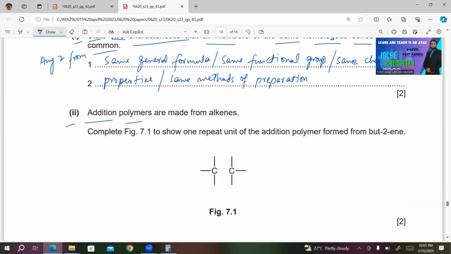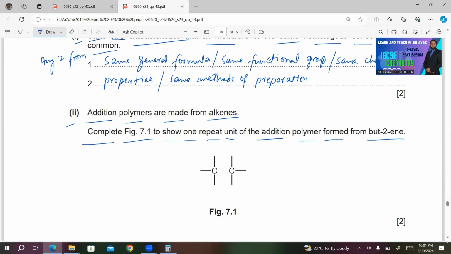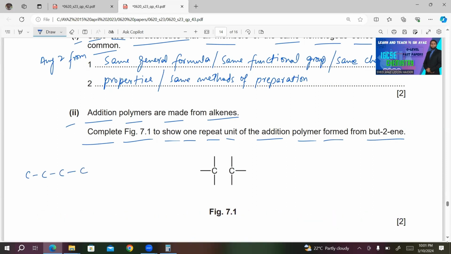Addition polymers are made from alkenes. Complete figure 7.1 to show one repeat unit of the addition polymer formed from but-2-ene. So first of all, I'm going to draw the displayed formula of but-2-ene. We have 4 carbon atoms in but-2-ene, 1, 2, 3, 4. And there must be a double bond between the second and third carbon atom.